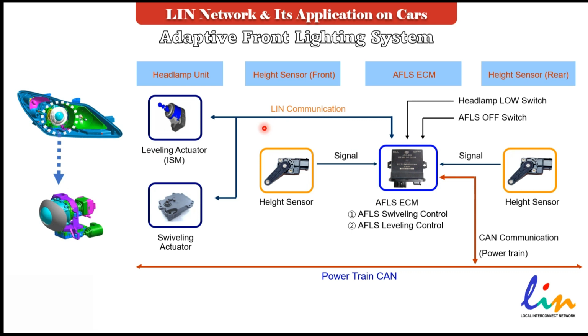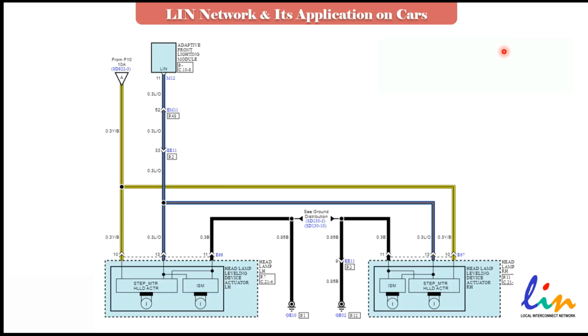So far we had the sensors, now we have the actuators. For different modes of actuation, because the leveling actuator has different modes, and even on the cornering, instead of using all those wires for actuating the actuators in the front lighting system, we only have one LIN network, and as you see, even these two actuators are using the very same LIN network.